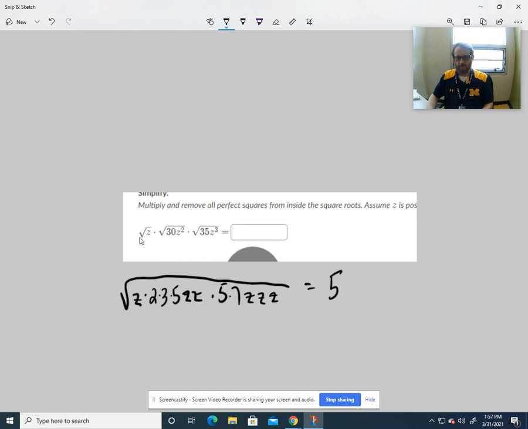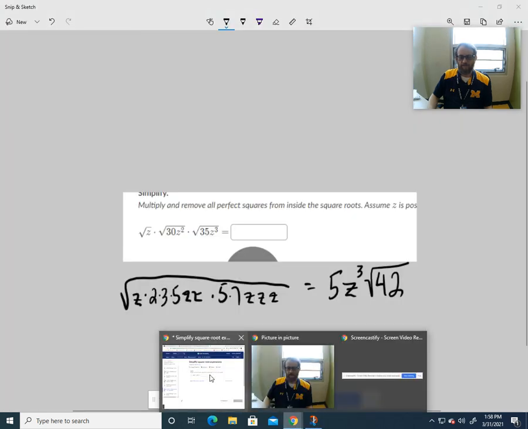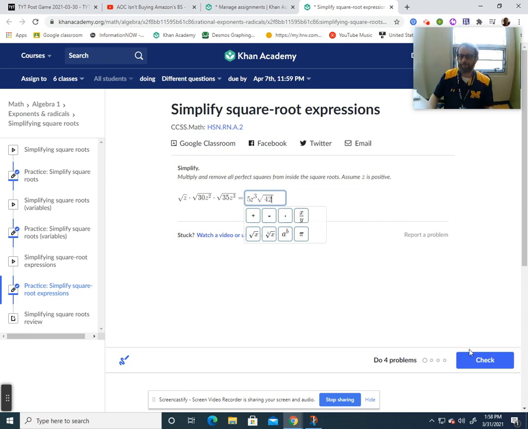Now, z's, there's a pair, there's a pair, and there's a pair. So I have 6 total, which gives me 3 pairs. So outside is z to the third. And then I'm left with my square root, and I'm left with the leftovers, the 2, the 3, and the 7, which is 42. 2 times 3 is 6. 6 times 7 is 42. So what did we say that was? 5 z to the third times the square root of 42.